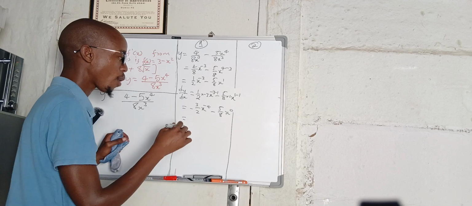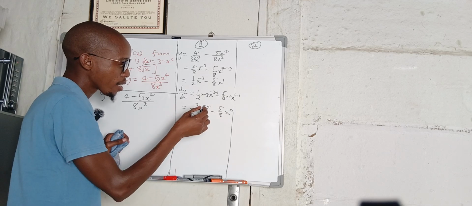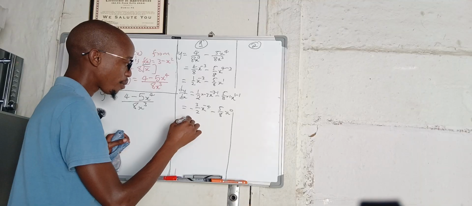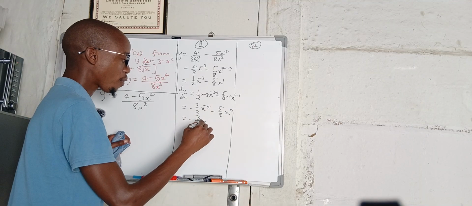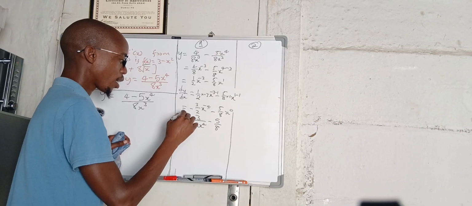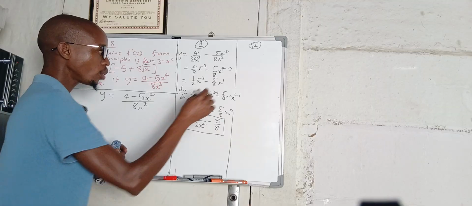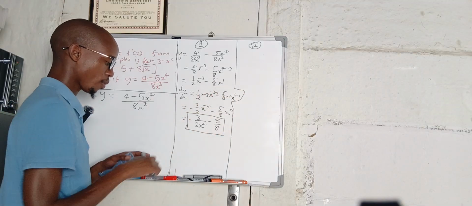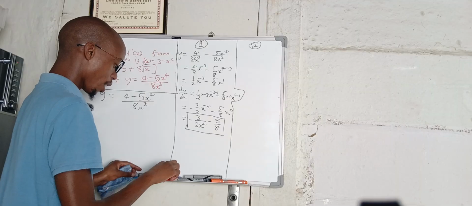Therefore, we can conclude our answer on that part. Or rather, here we should first write this as a positive exponent. We have minus 3 all over 2x to the power of 4, minus 5 all over 8. Then this becomes our final answer. So that was method number 1, the one that is allowed in the CAPS curriculum.